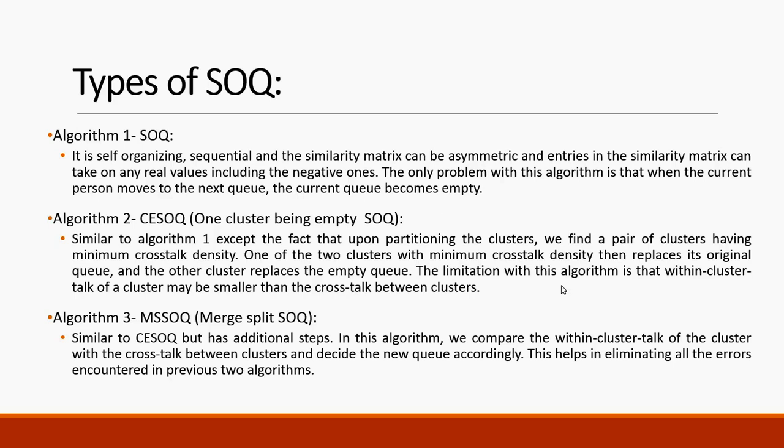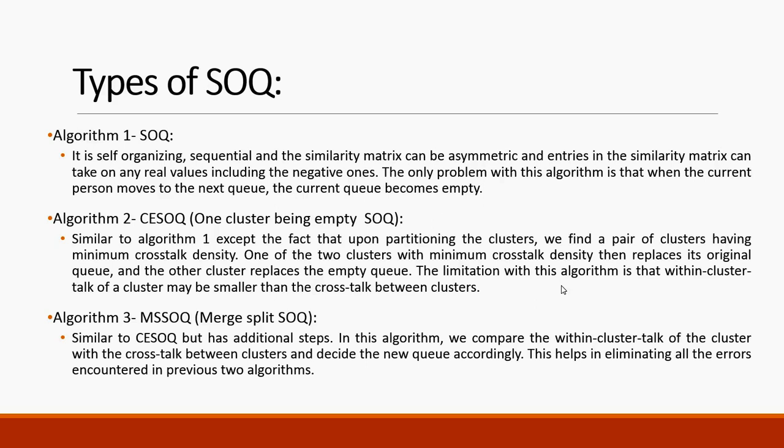To overcome this problem, we came up with the idea of one cluster being empty SOQ, that is CESOQ. It is almost similar to the first algorithm, except that upon partitioning the clusters, we find a pair of clusters having the minimum crosstalk density. I'll show you the formula for crosstalk density later in the slides. One of the 2 clusters with the minimum crosstalk density then replaces its original queue, and the other cluster replaces the empty queue. So the limitation of the current queue being empty is overcome.